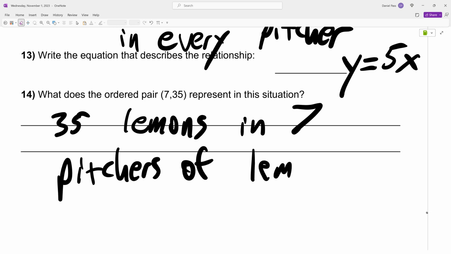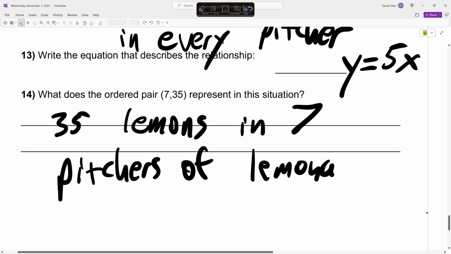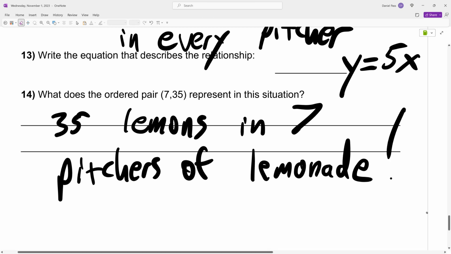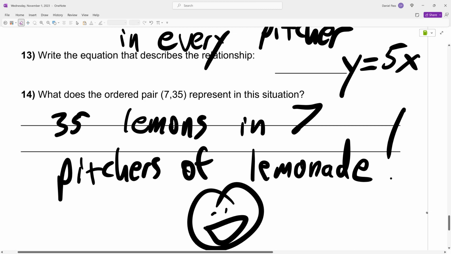What's this? Oops. I messed up my lemonade. Yay, lemonade!